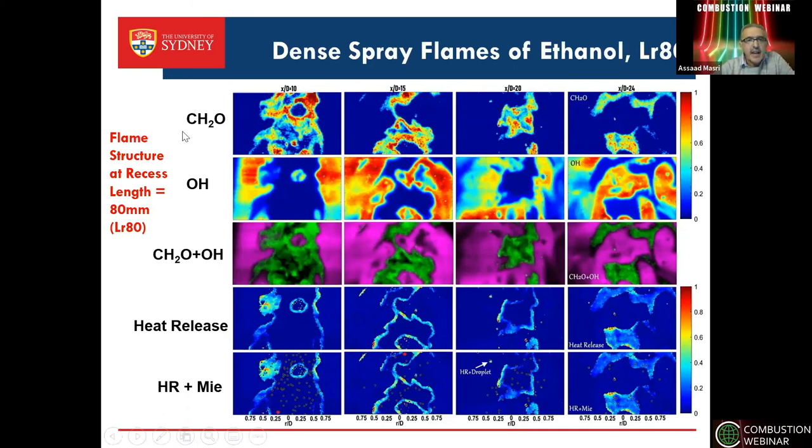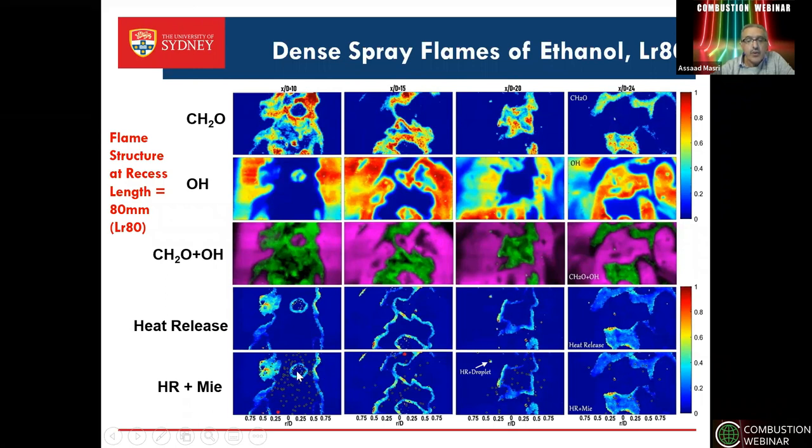So now these are images at 10 hertz for formaldehyde and for OH. When you couple those images together, you get a fairly good indicator of the heat release. And when you couple that with Mie scattering, that tells you where the droplets are. So what we have at the bottom end of this image is a nice view of where the heat release zones are in the flame at different axial locations, X/D of 10, 15, 20, and 24. And these are representative images of what we see in those flames.